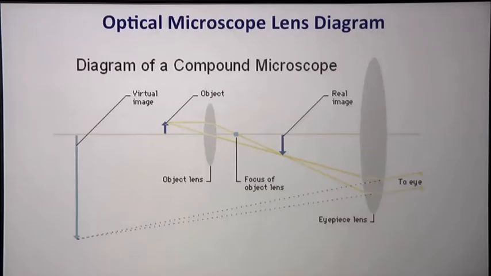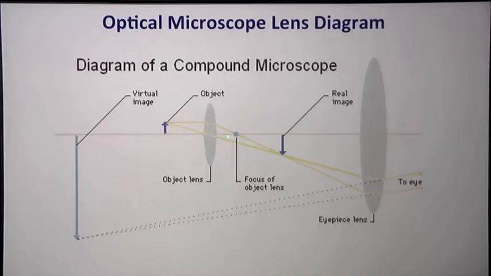So if we look at this in terms of a lens diagram, the main thing to take note of is that you have some object that you're trying to image, and you have an object lens, or what we call an objective lens. And that's really the business part of the whole microscope. This is the thing that actually forms an image of the object.